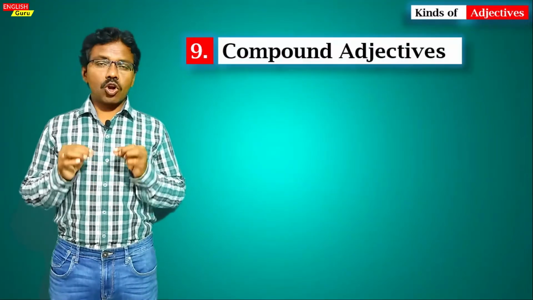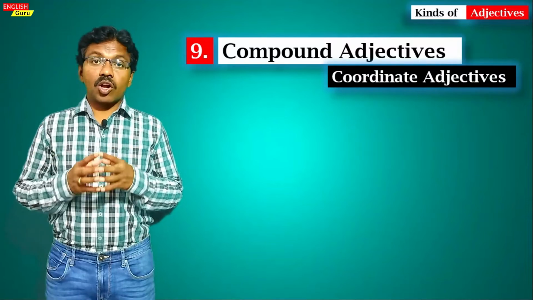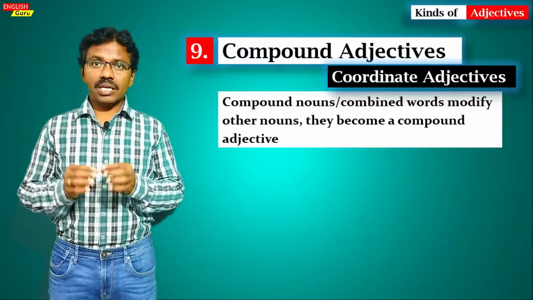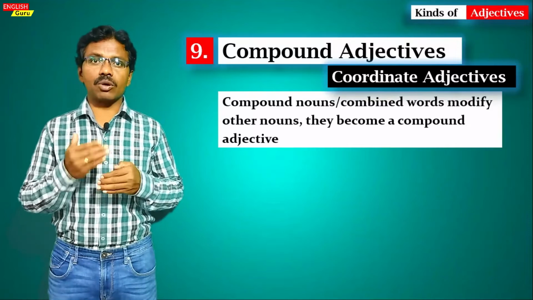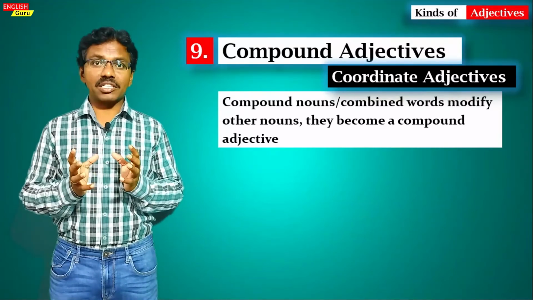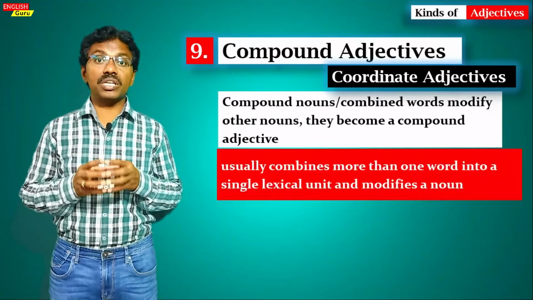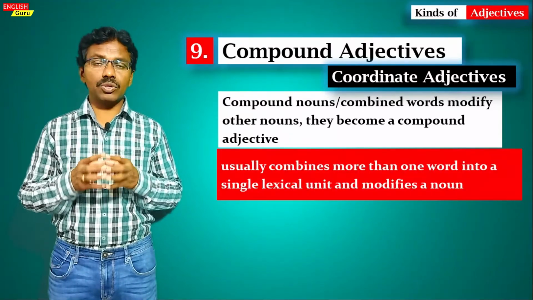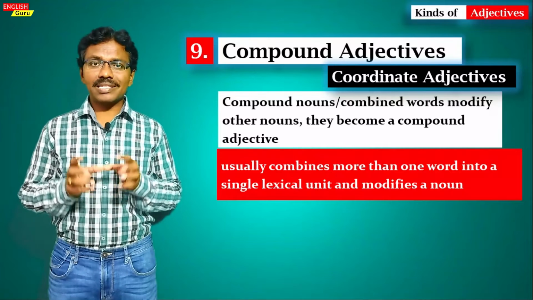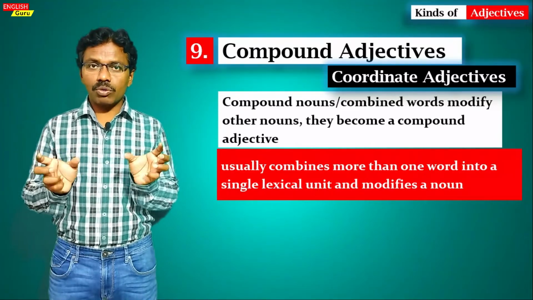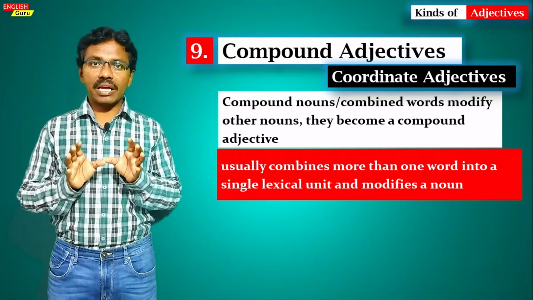And the ninth one is compound adjectives. They are also called coordinate adjectives. Compound adjectives are nothing but compound nouns or combined words that modify other nouns. They usually combine more than one word into a single lexical unit modifier. We take two nouns and combine them, and now they are called compound adjectives.